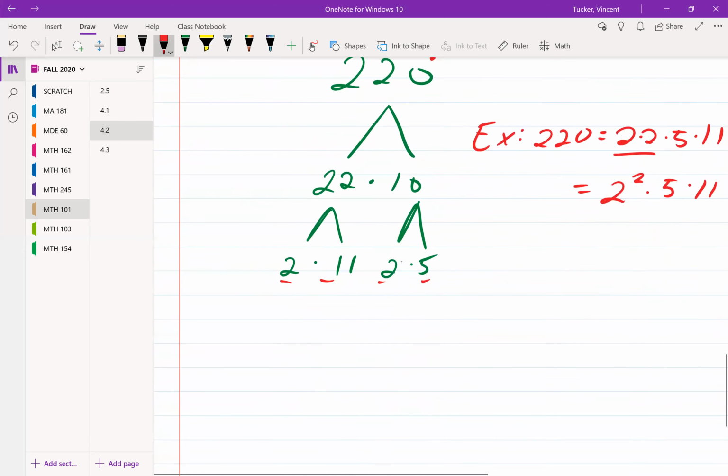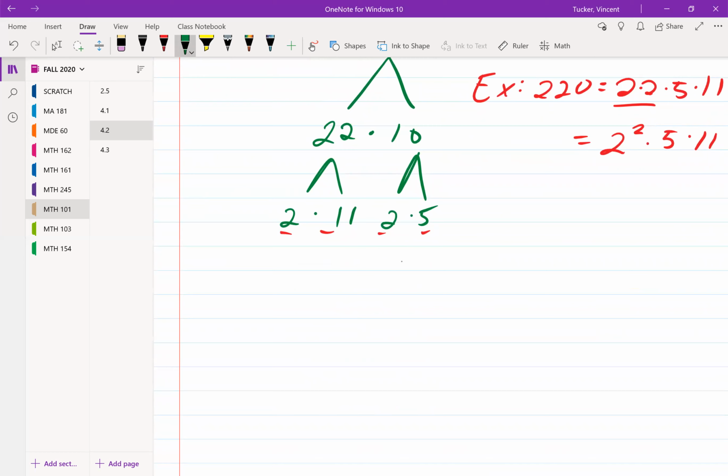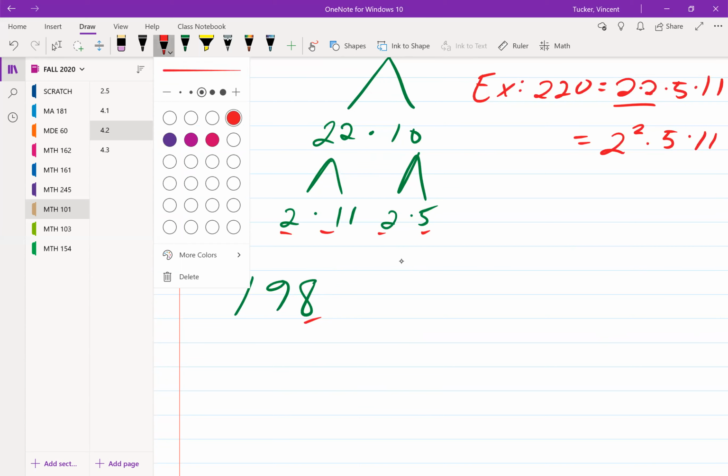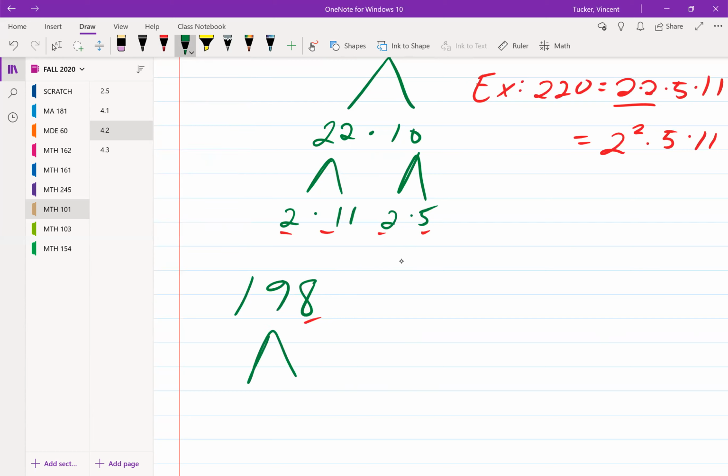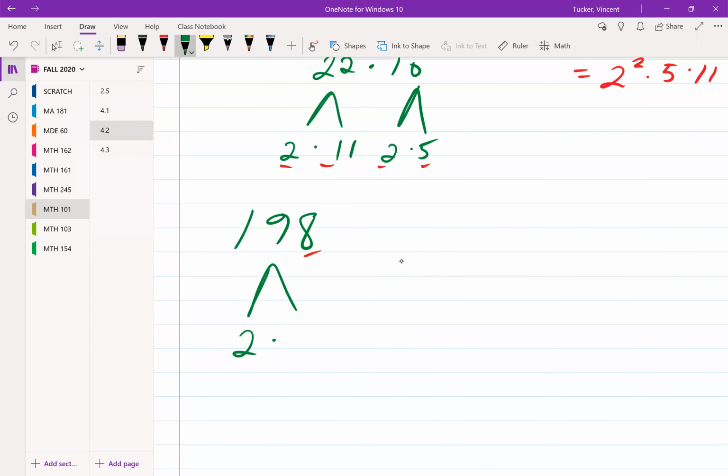All right, let's look at another one. 198. Since 198 is even, it ends in 8. 198 may not be a familiar number to you, but since it's even, we know that it's divisible by 2. So if nothing else, we know 2 divides into it evenly. So 2 goes into 198 99 times.